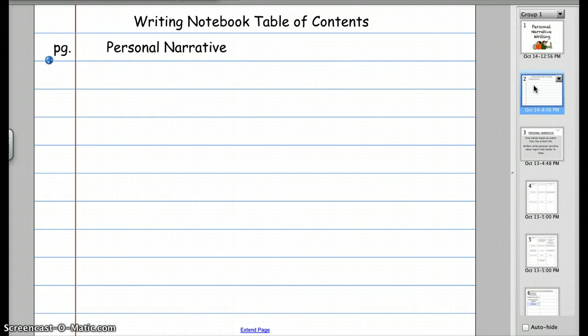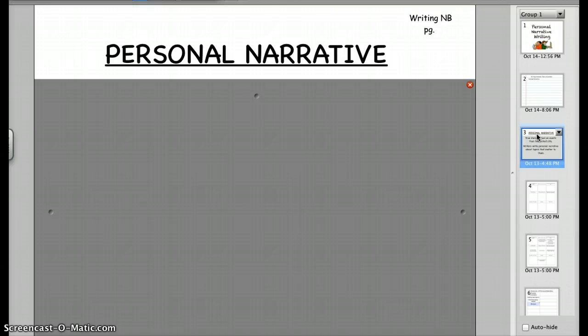So again, today we're going to be talking about writing a personal narrative, just the beginning stages of it, more of the brainstorming, getting ideas, and what to look for when we are reading personal narratives along with when we are writing personal narratives. Now that you have your table of contents labeled, go to the first open page. You're going to coordinate that with the page number that you put in the table of contents. At the top, give it a title, Personal Narrative Writing.